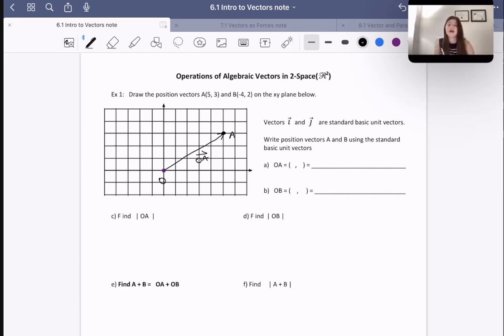And then we have B. So B is going to be negative 4 and up 2, so it's going to be right there. So there's our vector OB. Okay, so there we have it.